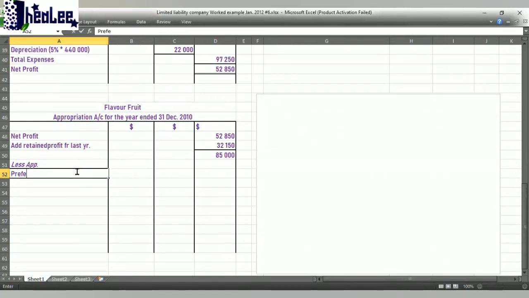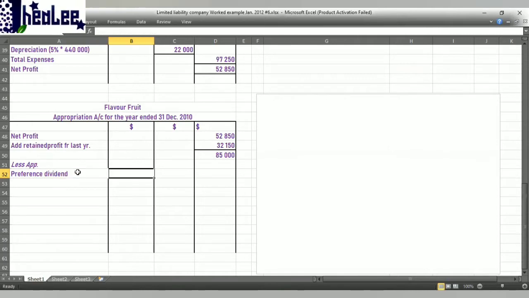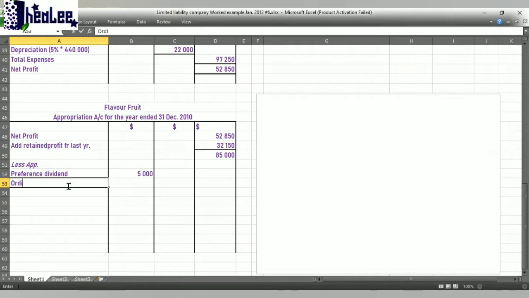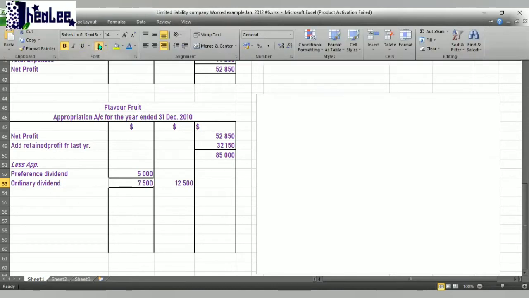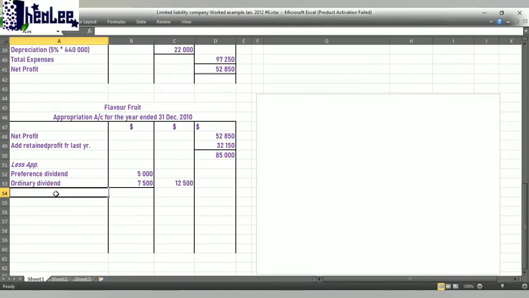So we have preference dividend, and that is $5,000, and we have ordinary dividend of $7,500. So in total, we are paying out dividend of $12,500 from the profit. Next, we are going to enter our reserves.